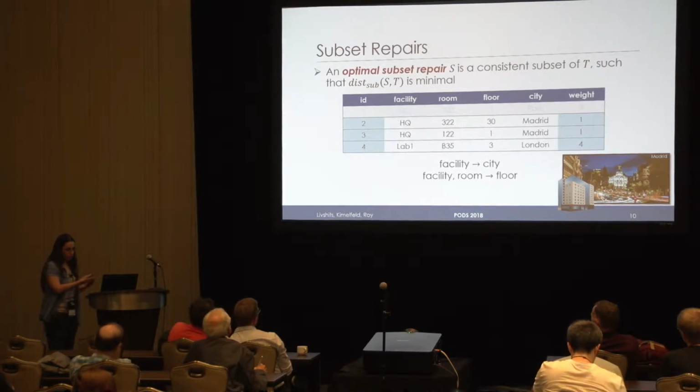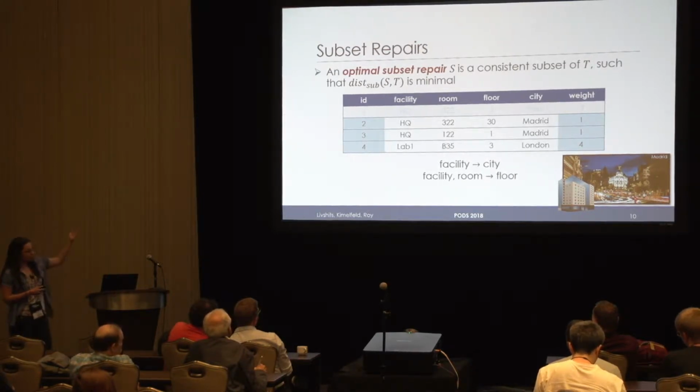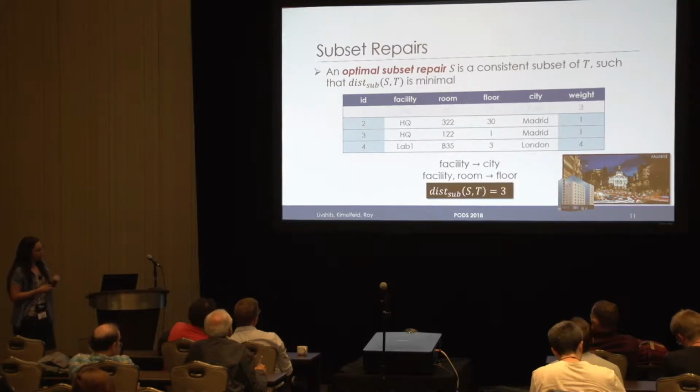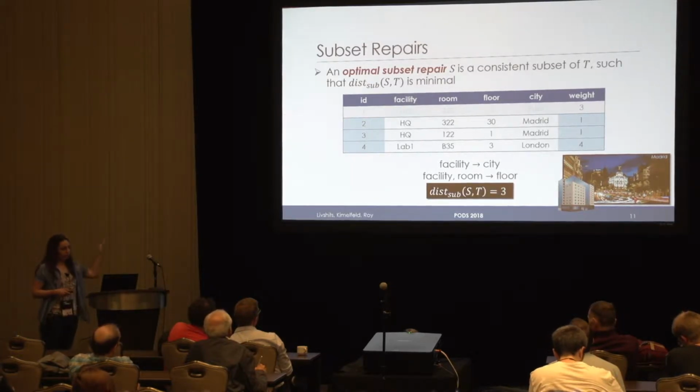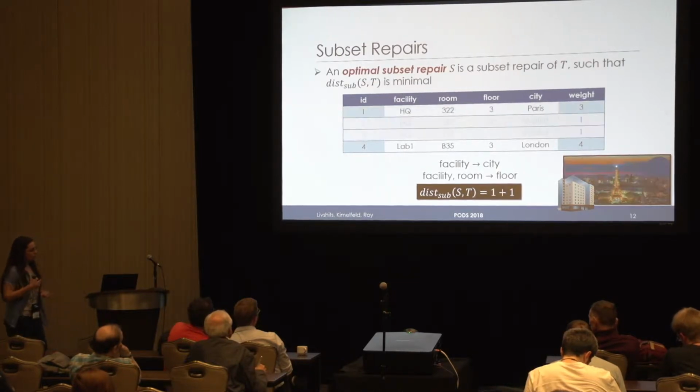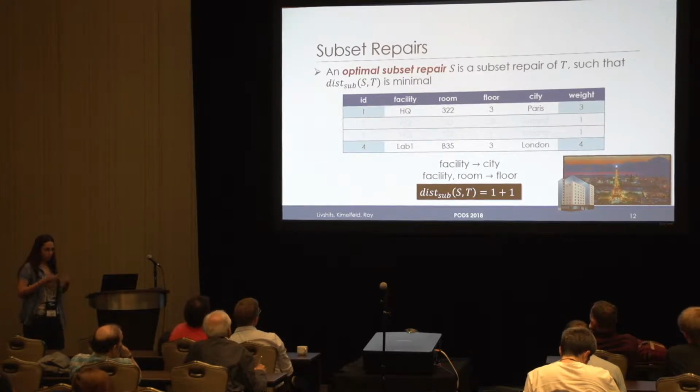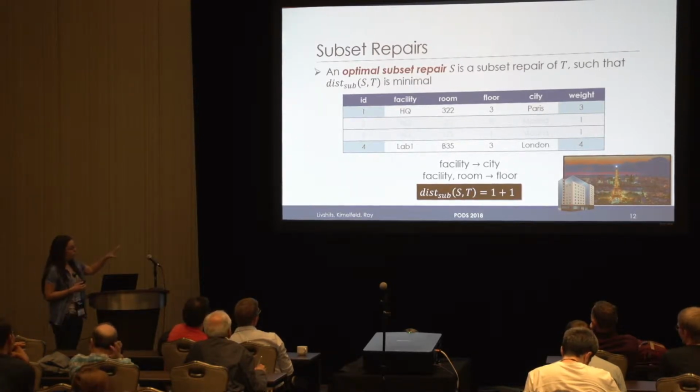The distance is just the total weight of the tuples that we removed from the database to obtain this consistent subset. So for example, here we remove the first tuple, and the weight of the first tuple is 3, so the distance here is 3. If we take another consistent subset, here we remove 2 tuples, the weight of each one of them is 1, so the total distance is 2. And this is actually an optimal subset repair because we cannot do better than 2.